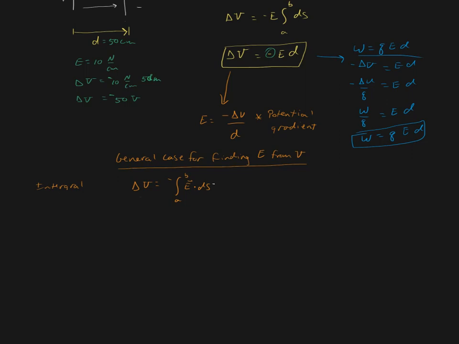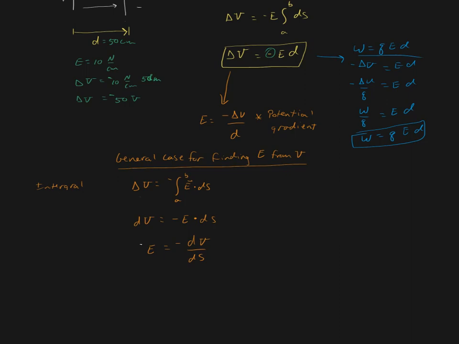So we have delta V is equal to minus the integral of E dot ds, and in order to convert this, I'm just going to undo all the integration stuff and leave it in terms of differentials. So delta V becomes dV, and we just lose that integral sign so that we get minus E dot ds. So now I'm going to solve this for E, and we get minus dV/ds.